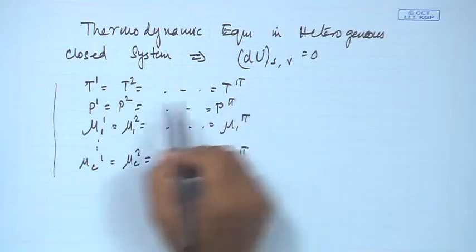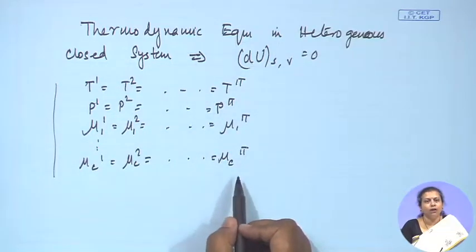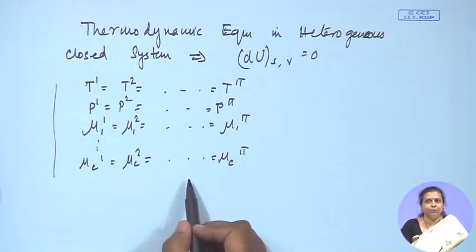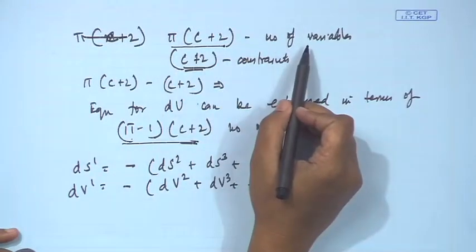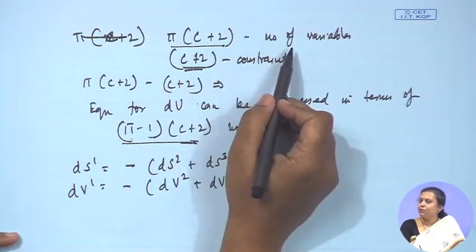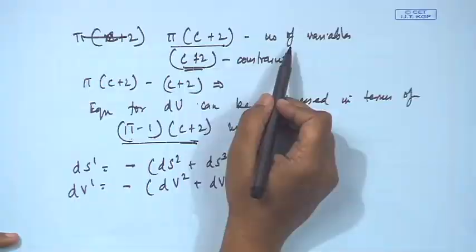of equality of temperature, equality of pressure, and equality of all the chemical potentials of each and every component present in the mixture. And therefore, we can express thermodynamic equilibrium either in terms of the extensive properties, or we can express it in terms of the intensive properties. It is all the same. And very importantly, from here I have come across another very important observation. What did I observe? We observed that I had started initially with pi into (c plus 2) number of variables. Now, all these pi into (c plus 2) variables are not independent. Why? Yesterday we had derived the Gibbs-Duhem equation, and while deriving it, we found out that for each and every phase, the S, T and all the compositions are not independent.